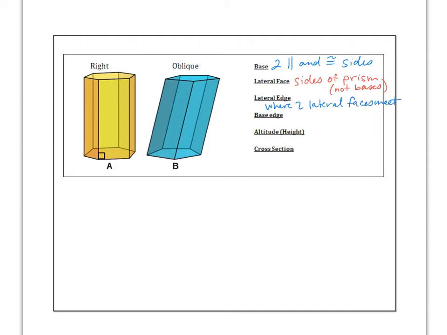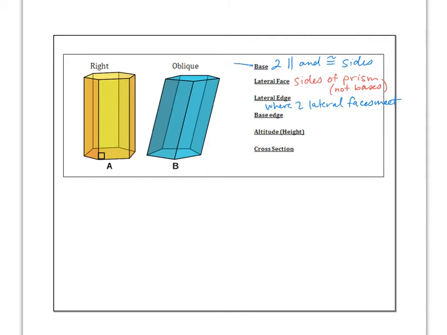Okay, so let's look at our shapes here. You can see we have two prisms. One is right and one is oblique. So the right prism is standing upright. The oblique prism is leaning over, like the Leaning Tower of Pisa. It's not directly at a right angle to the ground.